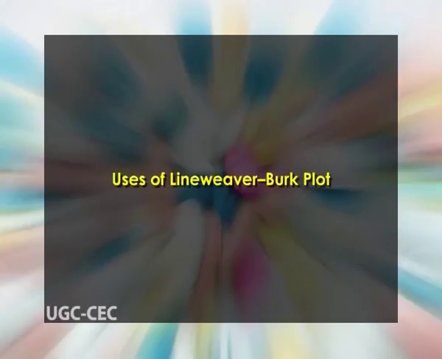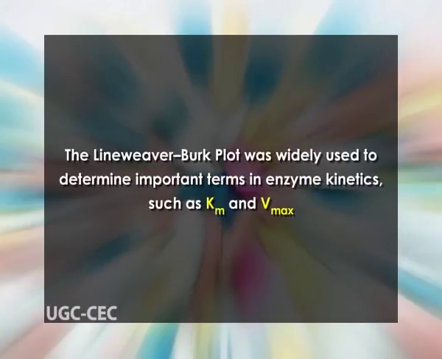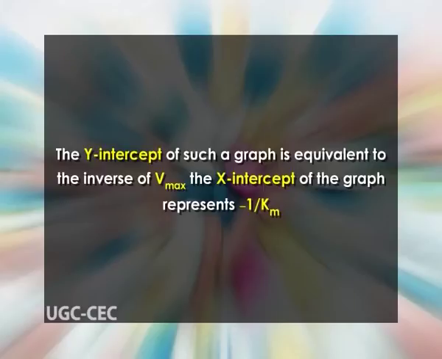Now, coming to its uses. The Lineweaver-Burk plot was widely used to determine important terms in enzyme kinetics such as Km and Vmax before the wide availability of powerful computers and non-linear regression software. The y-intercept of such a graph is equivalent to the inverse of Vmax. The x-intercept of the graph represents -1 divided by Km. It also gives a quick visual impression of the different forms of enzyme inhibition.